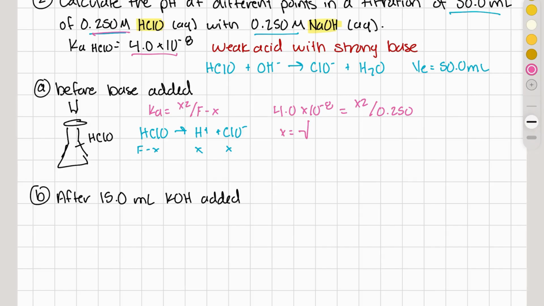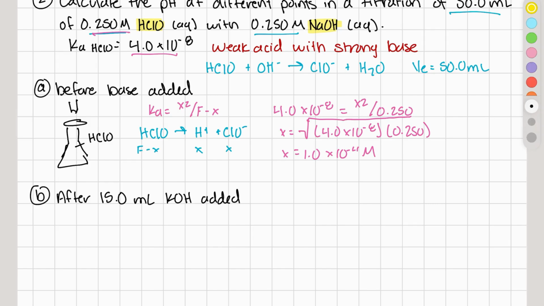So that means x is equal to the square root of 4.0 times 10 to the negative 8 times 0.250. And this should give you 1.0 times 10 to the negative 4 molar. And then something that's important to note is remembering what x equals. So we have this x value, but where did that come from? Well, right here, since we wrote out the equation, it's easy for us to see that x is H plus.